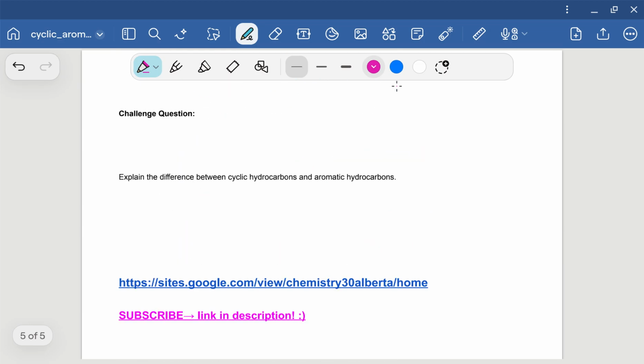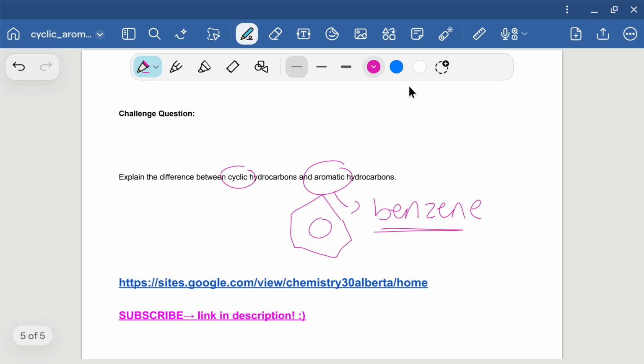And then this very last one, knowing the difference between cyclic and aromatic. So even though aromatic carbons are connected, if it's aromatic, you must have the benzene compound somewhere on it. So we're looking for that 6 carbon ring with those alternating double bonds. To be cyclic, you just have to be connected. So you could be cyclic, but not aromatic. Just to be aromatic, you must see benzene.